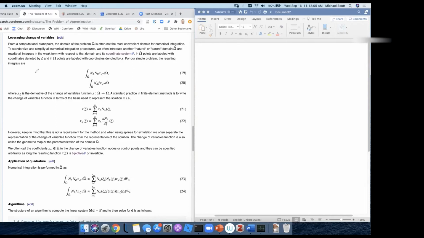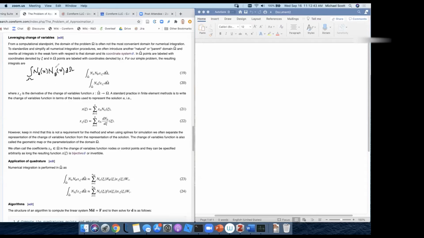Remember, for this integral, we started with an integral over some physical domain, this is where we actually are solving the problem, omega. And then we have N_A of, let's say, x, N_B of x, d omega. But for the purposes of our conversation, let's assume that this is not, in some sense, our finite element domain or a natural domain for integration.